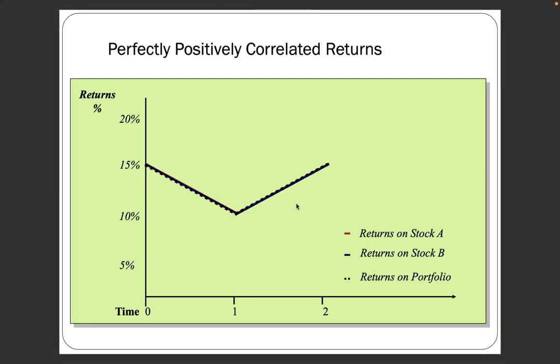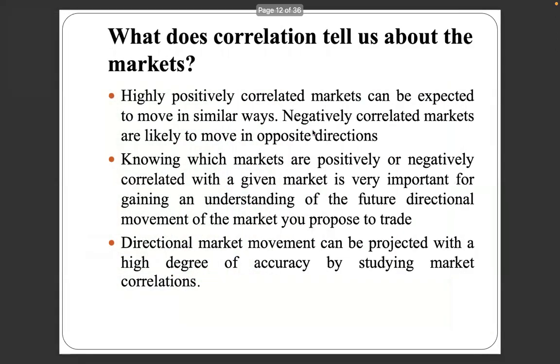Then perfectly positively correlated returns means they are moving in the same direction, right? When one is decreasing, both are decreasing. So here both lines lie on each other, right? Initially both are decreasing, then again they are increasing, right? So they are positively correlated.